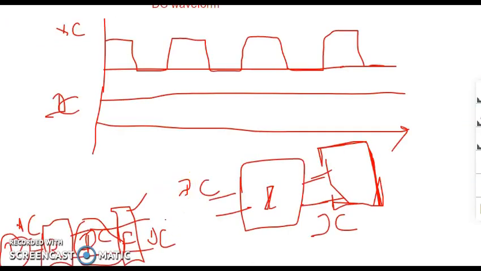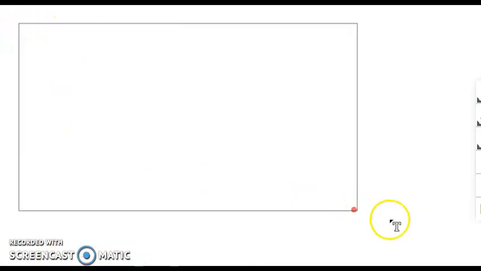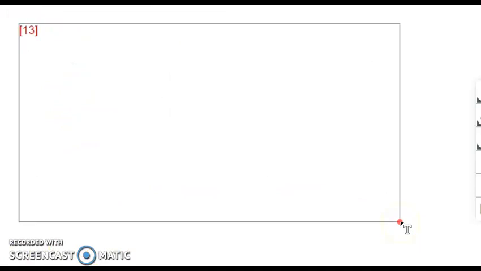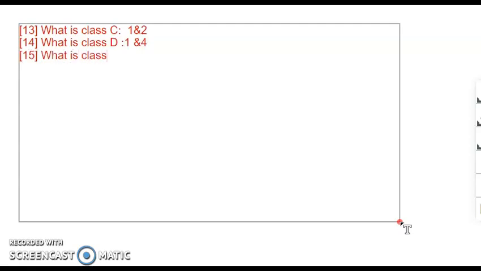Yes, question number 13. What is class C? Class C is a 1 and a 2. What is class D? It is the 1st and 4th quadrant. What is class E? That is 1, 2, 3, 4. So all four quadrants it will operate in. That is called class E.